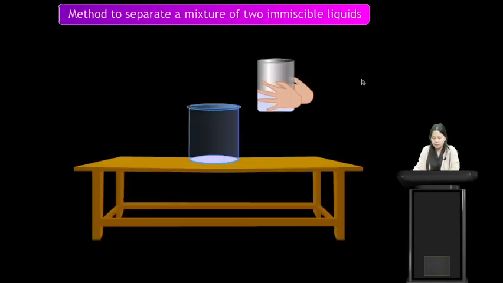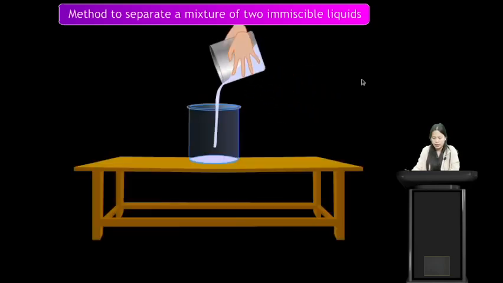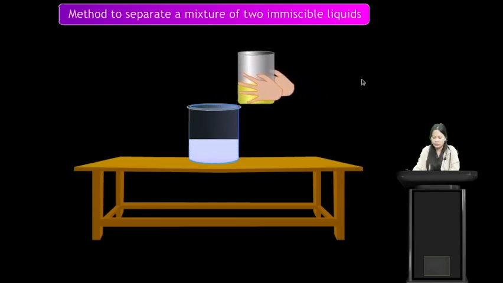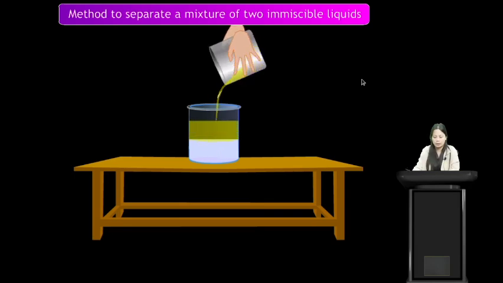Taking the example of water and oil, add some amount of water into the beaker and add some amount of oil into the same beaker. Now we see two layers: the first layer of water and the second layer of oil. So these two are immiscible liquids. How do we separate them now?